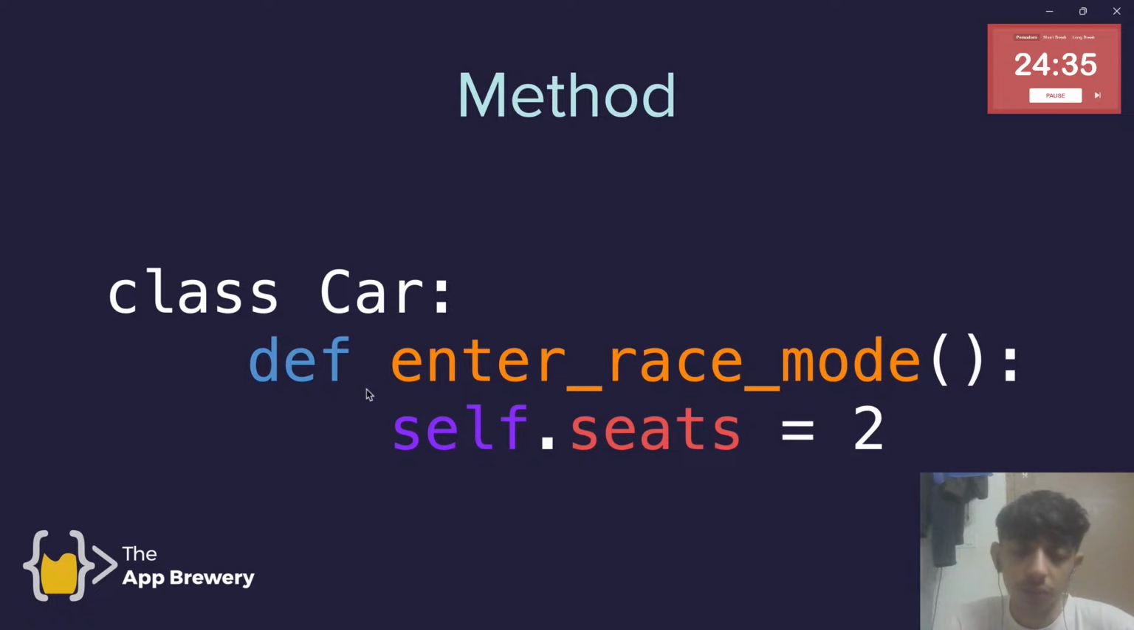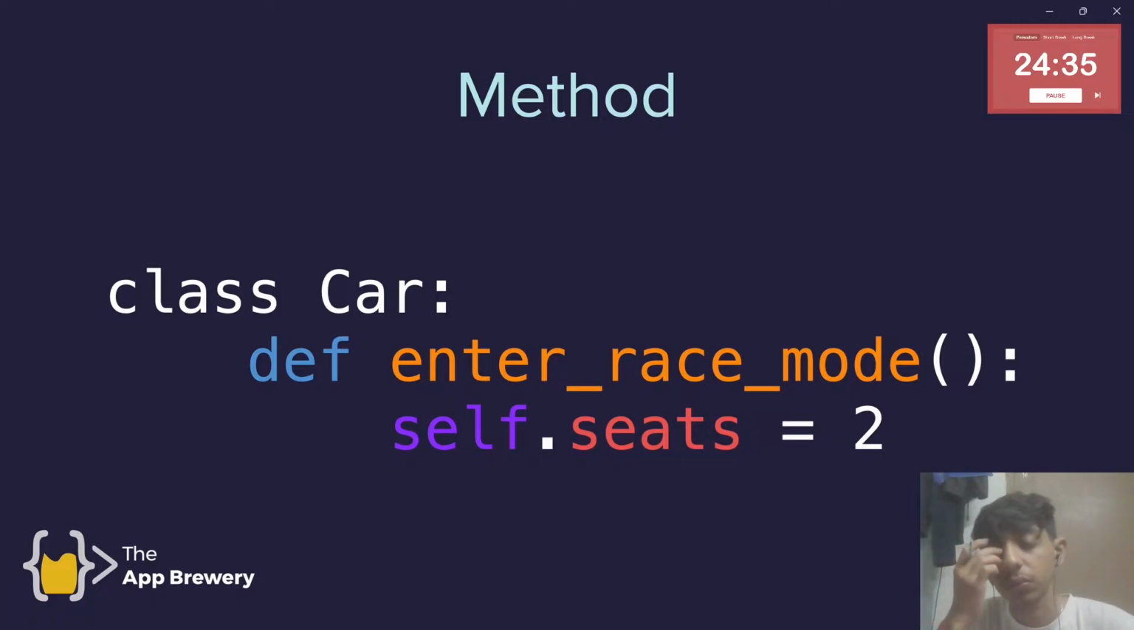We have the def keyword, we have the name of the method, we have some parentheses which can take inputs, a colon, and then the body of the method. So in this case, all it does is it gets hold of the object and then the object seats attribute and then changes it to 2.